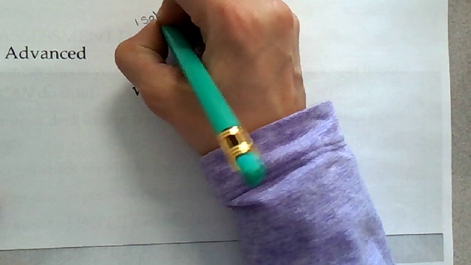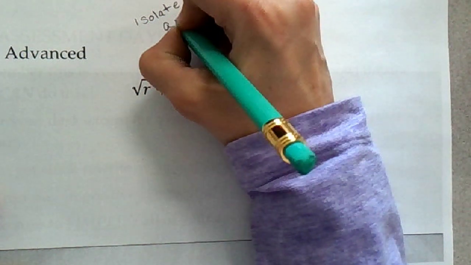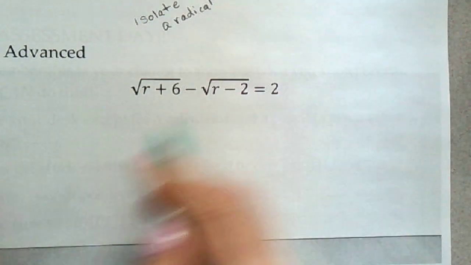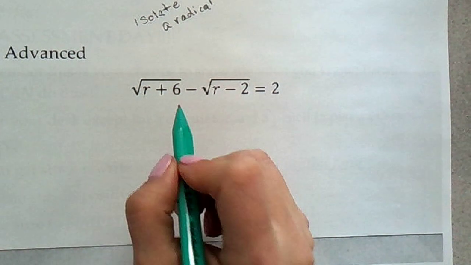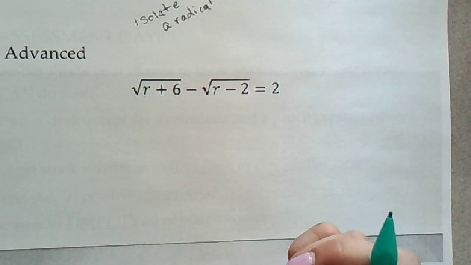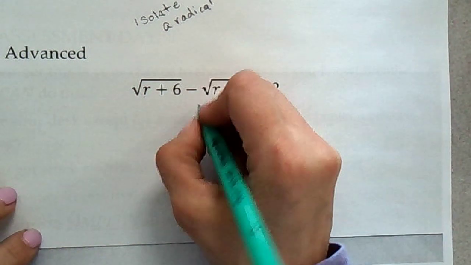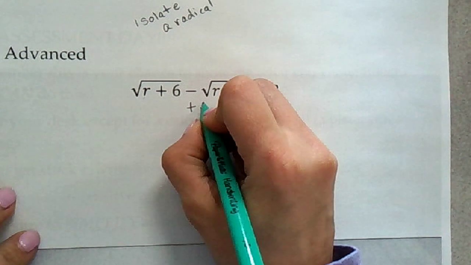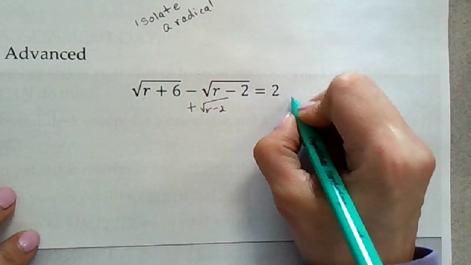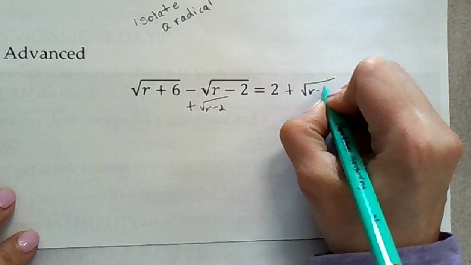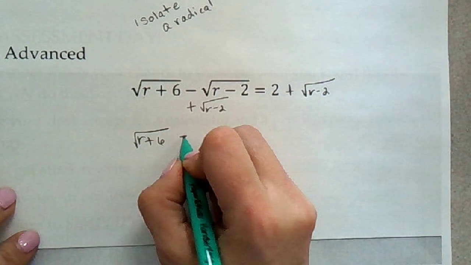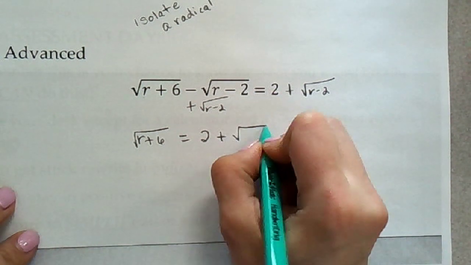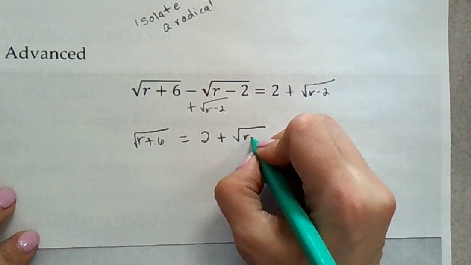So the first thing we have to do is isolate a radical. There are 2 of them, so I can only isolate one first. I like to isolate the second one purely out of laziness. It's easier just to move this one over. So I'm going to add the square root of r minus 2 to both sides. And then I end up with the square root of r plus 6 equal to 2 plus the square root of r minus 2.